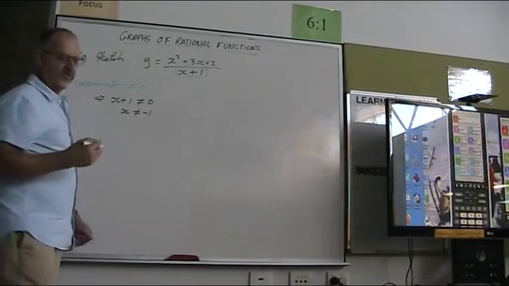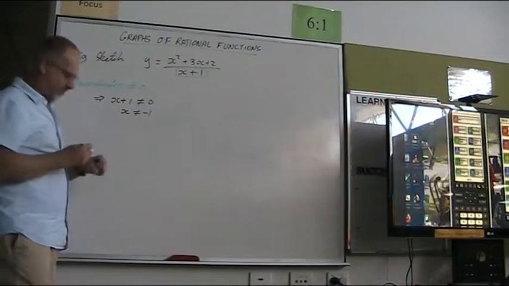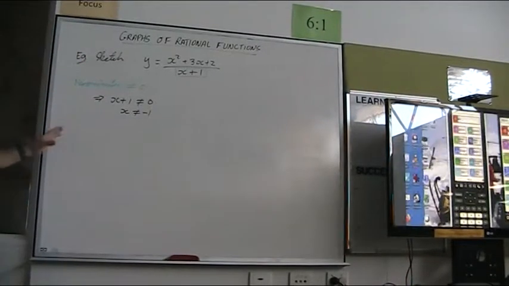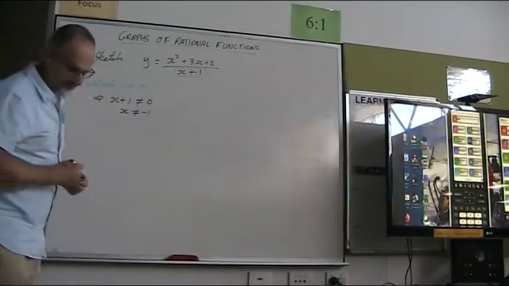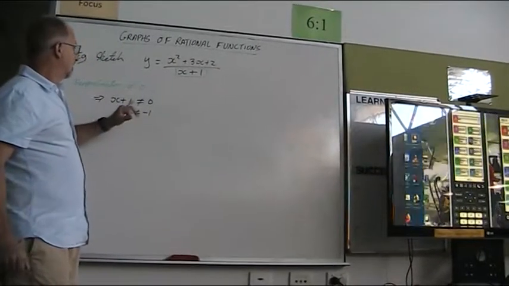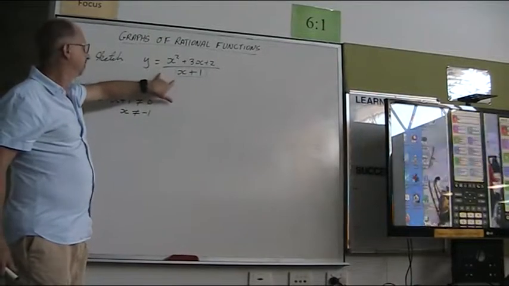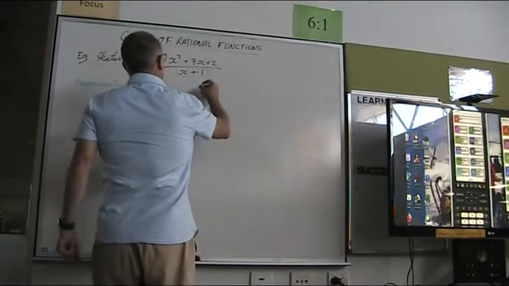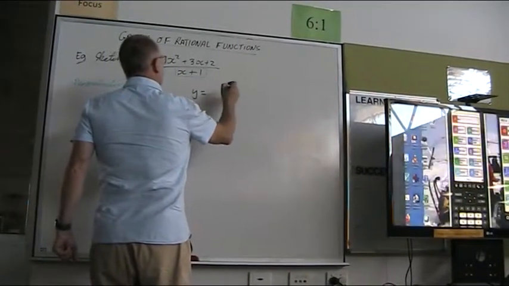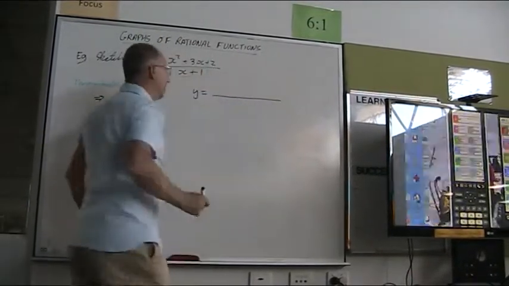So in terms of the graph, if x can't equal negative 1, it could be a couple of different options. And we'll get to what those different options might be in a minute. Okay, so then the question is, what can we do with this? What we can do is factorise the top. You can divide it out as well, but I'm going to factorise the top line here.